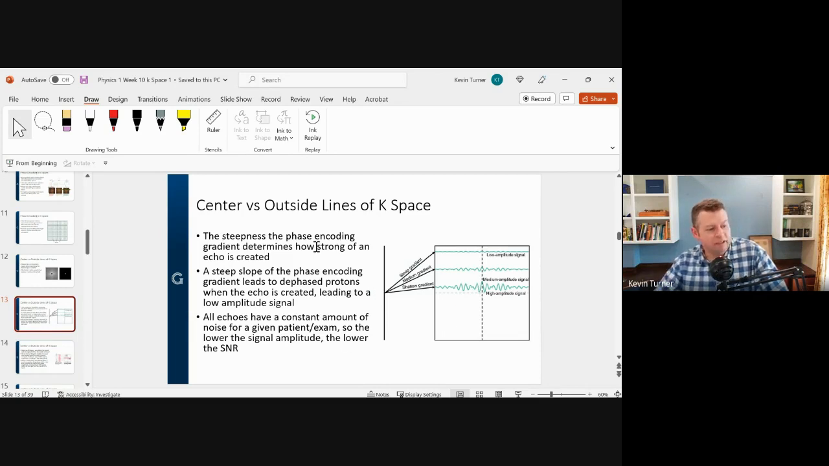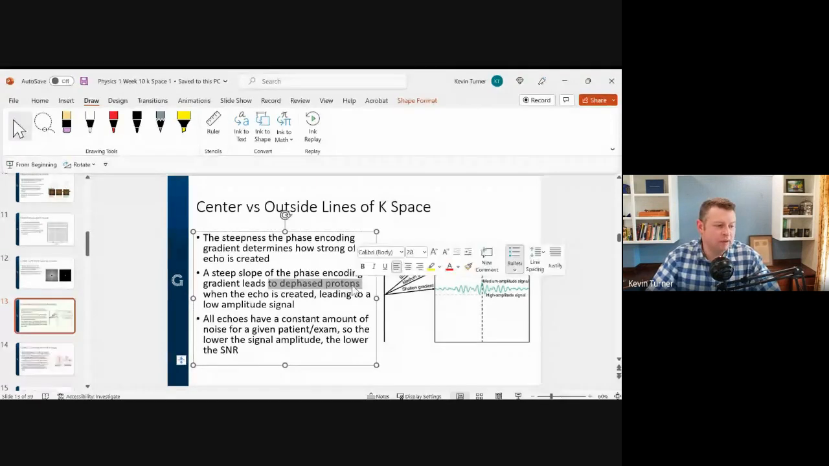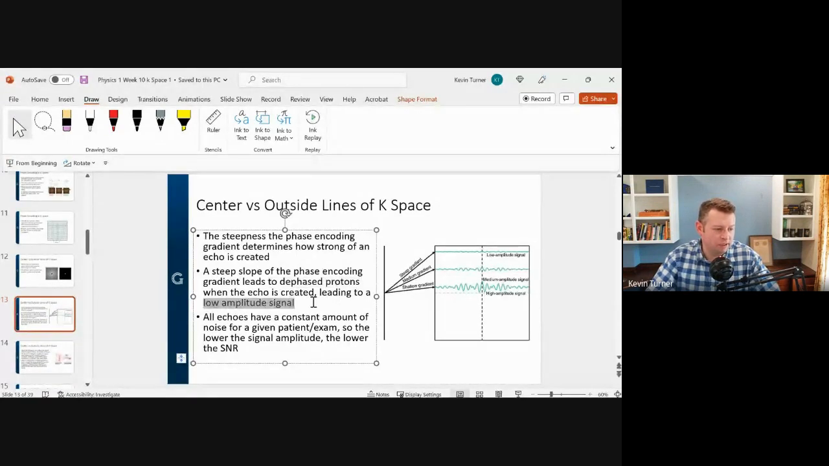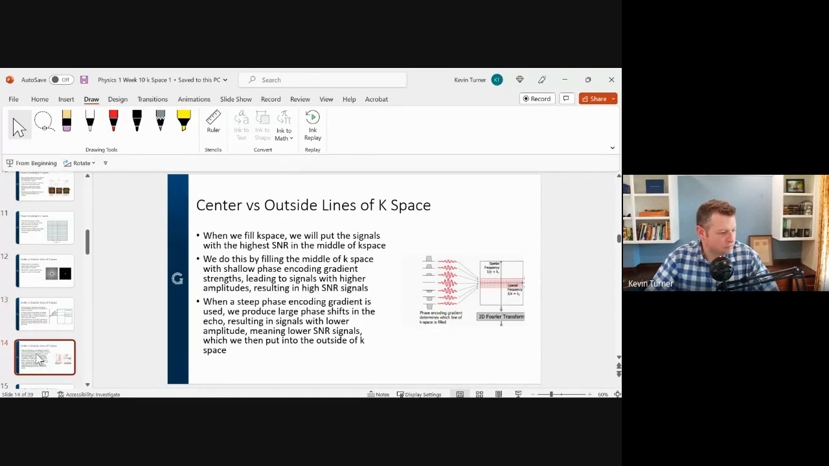So once again, the steepness of the phase encoding gradient determines how strong an echo is when it is created. Is it a high signal or low signal? A steep slope in the phase encoding gradient leads to dephased protons when the echo is created, leading to low amplitude signal. So low SNR, right? Low signal, same amount of noise, low SNR. All echoes have a constant amount of noise, so the lower the signal amplitude, the lower the SNR. When we fill K-space, we will put the signals with the highest SNR into the middle of K-space. Right? The highest SNR will go into the middle of K-space.